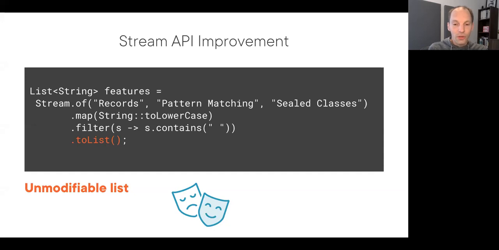Now, you should be aware that the list that you get back from this method is an unmodifiable list, so you won't be able to add or remove any items from this list anymore, which is usually not a big deal because most of the Java code bases are converging more on immutable data anyway, but it's definitely something to keep in mind when you're using this method.